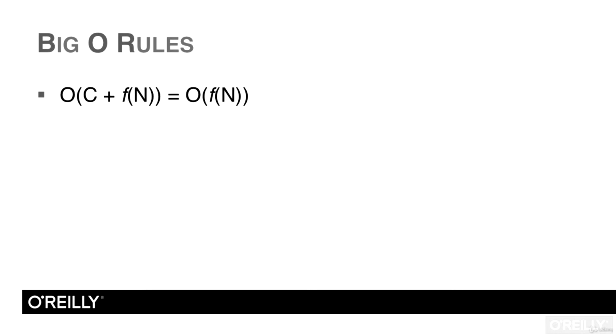Notice that this rule also means you can ignore constants that are added to a function. For example, order c plus f of n for some constant c is the same as order f of n. That's because the constant c is also a function, it just has a constant value. Because a constant is smaller than any function that increases as n increases, you can ignore the constant. That's rule 3. If the behavior depends on the sum of two functions, you can ignore the smaller function.